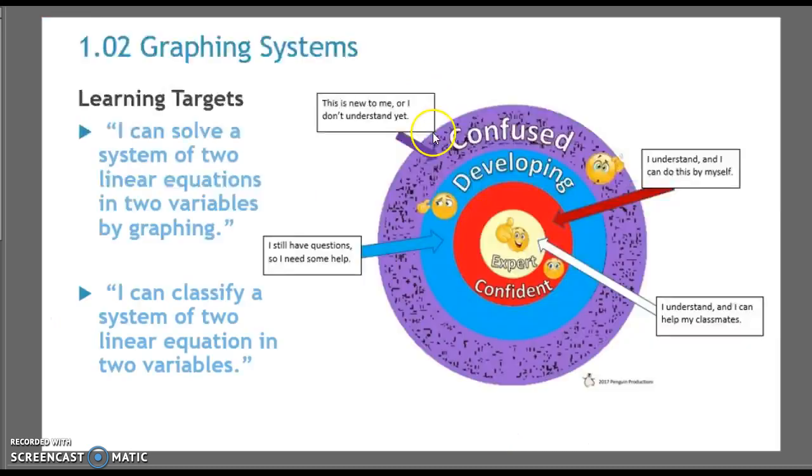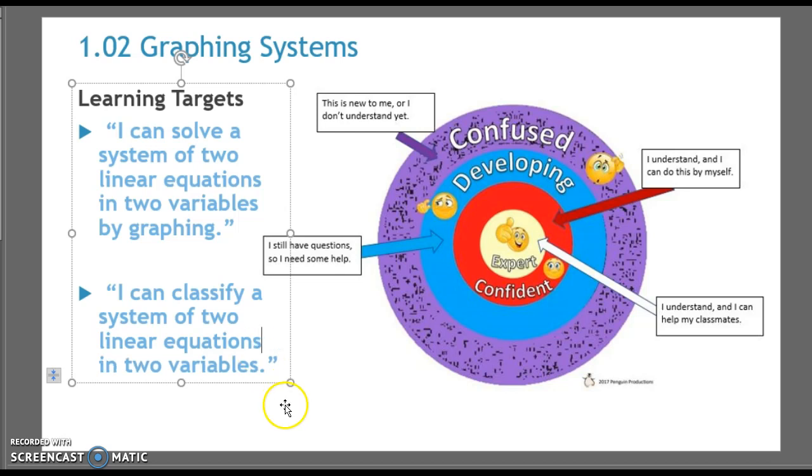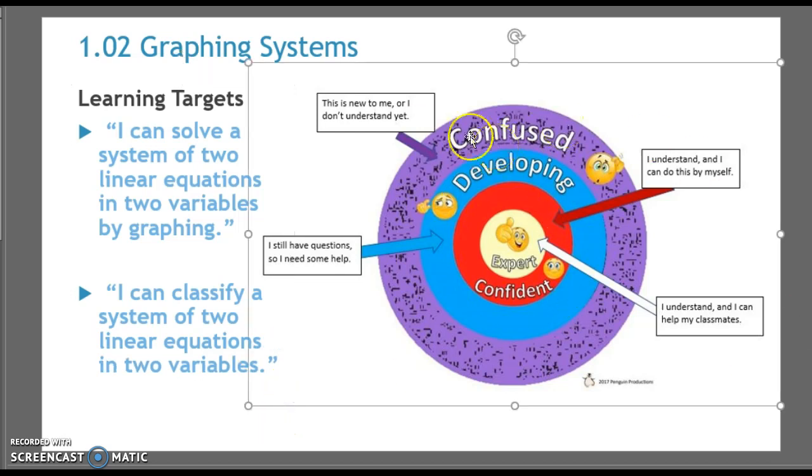Here we go. Our learning targets for this lesson are: I can solve a system of two linear equations in two variables by graphing, and I can classify a system of two linear equations in two variables. There needs to be an S right there. Here's this picture, and this is my learning target. Get it? Because it's like a target.